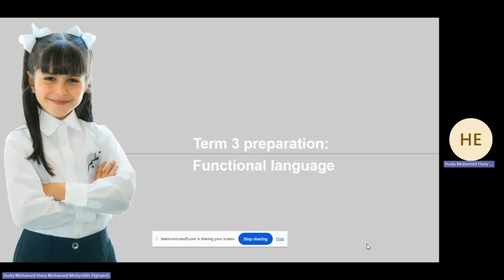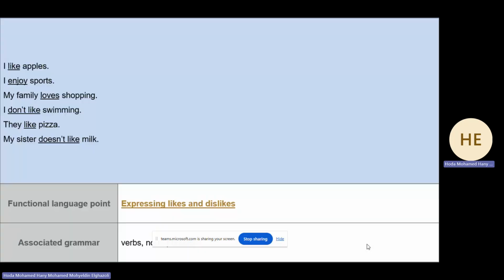Now let's focus on the functional language. When expressing likes and dislikes, we use different words like, enjoy, love. I can say, I like apples. I enjoy sports. My family loves shopping. My family loves. We add an S because my family is one entity. We know that if it's singular, to the verb we add an S. My family loves shopping. She loves shopping.